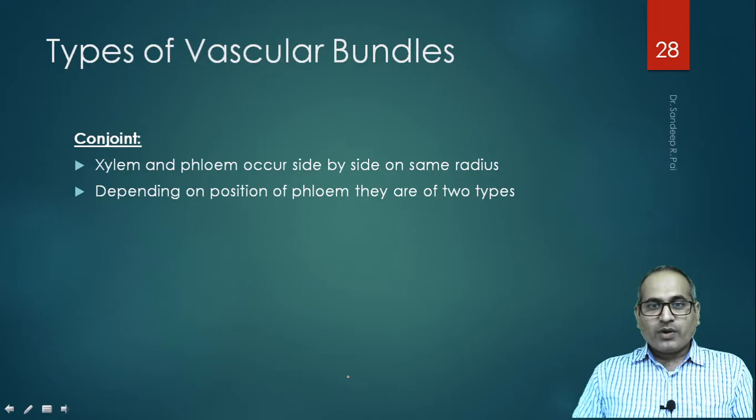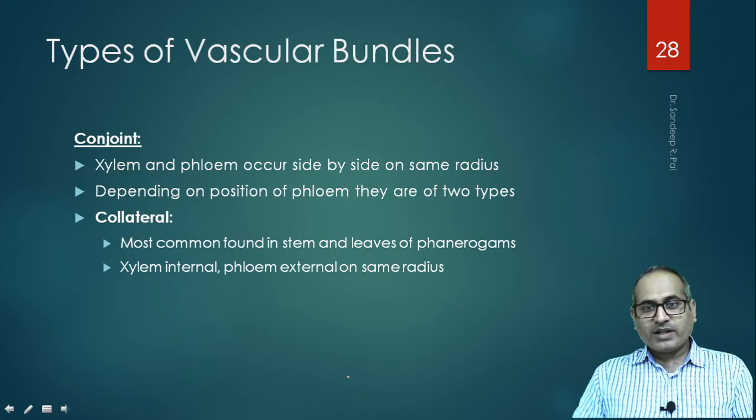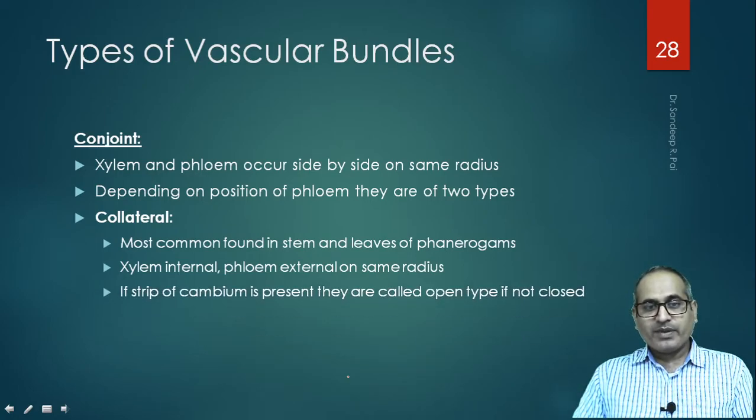Depending on position of phloem, they are of two types: collateral, most commonly found in stem and leaves of phanerogams; xylem internal, phloem external on same radius. If strips of cambium is present, they are called as open type. If the strip is absent, that time it is called as closed type.